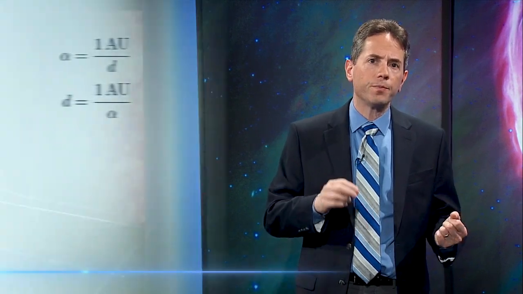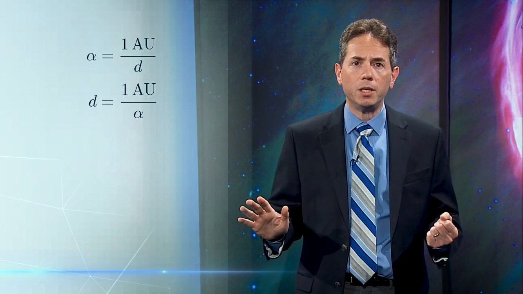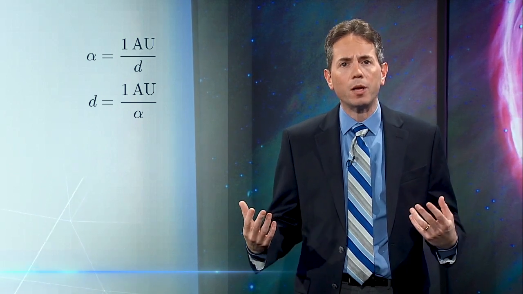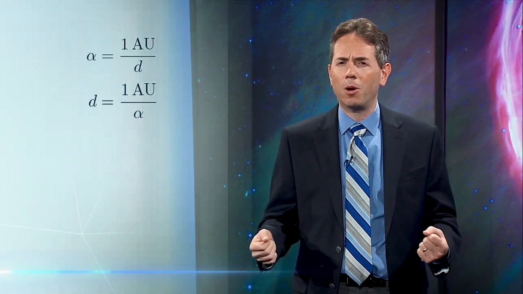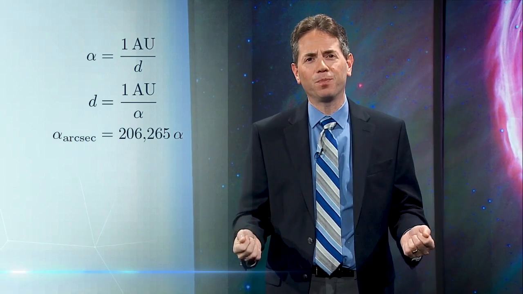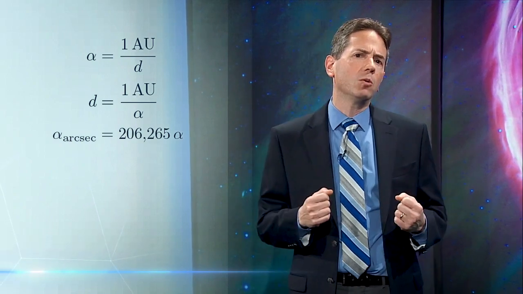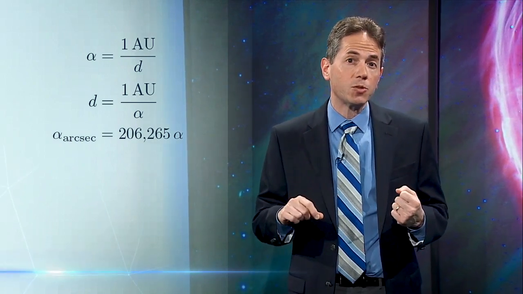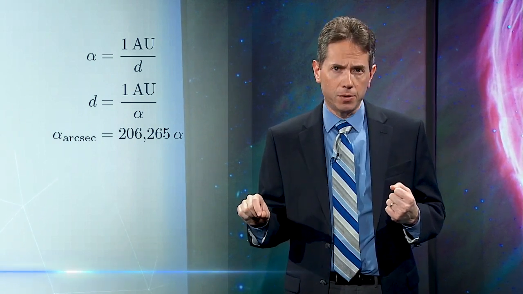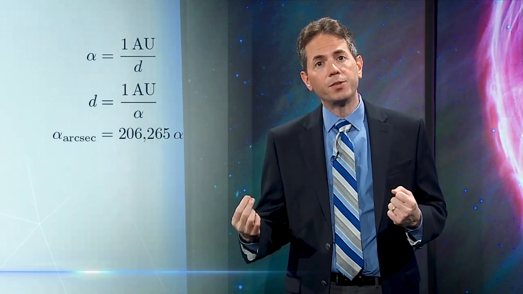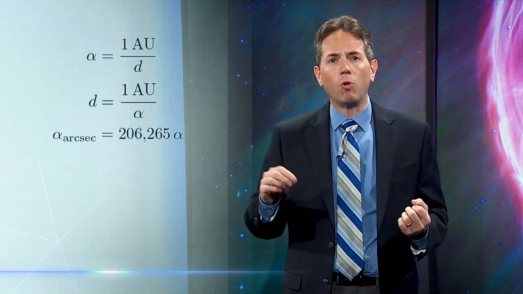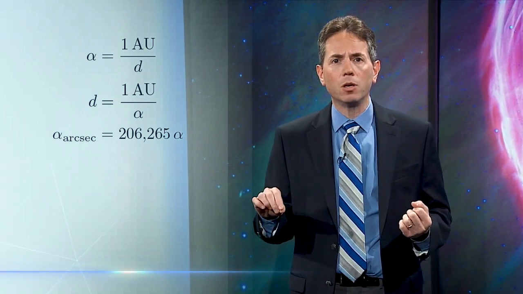Let's make another diversion to talk about units. As was the case with the diffraction limit, the equation we just wrote, alpha equals 1 AU over d, works when alpha is expressed in radians. But what if we want to use arcseconds? Well, 1 radian works out to be 206,265 arcseconds.